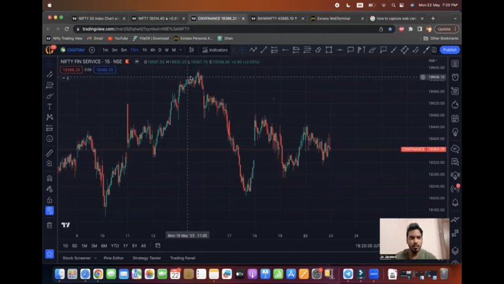You can see over here, this is the FinNifty chart on the 15 minutes time frame. Now you can observe that price is getting squeezed completely in the 15 minutes time frame itself.